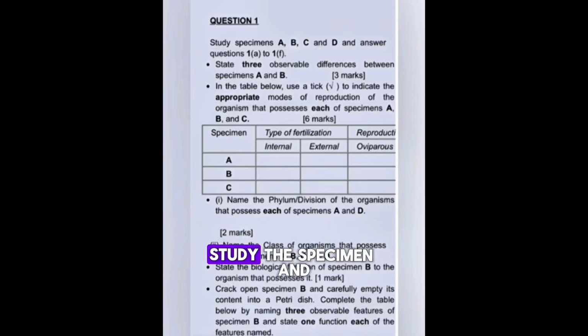The first one says study the specimens and then state three observable differences between specimen A and specimen B. The next one says in the table below, use a tick to indicate the appropriate mode of reproduction for specimens A, B, and C. Is it oviparous or viviparous? Is it by egg, or bringing out the offspring directly, like a human baby or goats? Oviparous is through egg. All right, so we want to look at that.